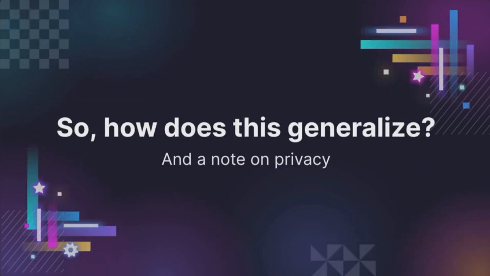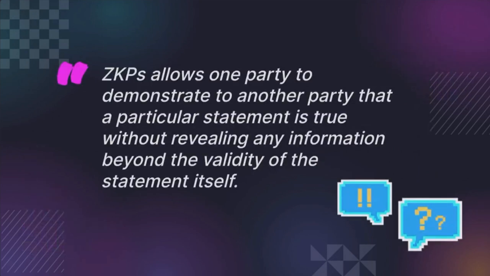Okay, so how does this actually generalize? At this point, I haven't even given you a simple definition of zero knowledge, and I've only given you two examples. So I will do that now. Zero knowledge proofs allow one user or party to demonstrate to another party that a particular statement is true without revealing any information beyond the validity of the statement itself. This is the generalization that we were working towards, and it's very powerful.